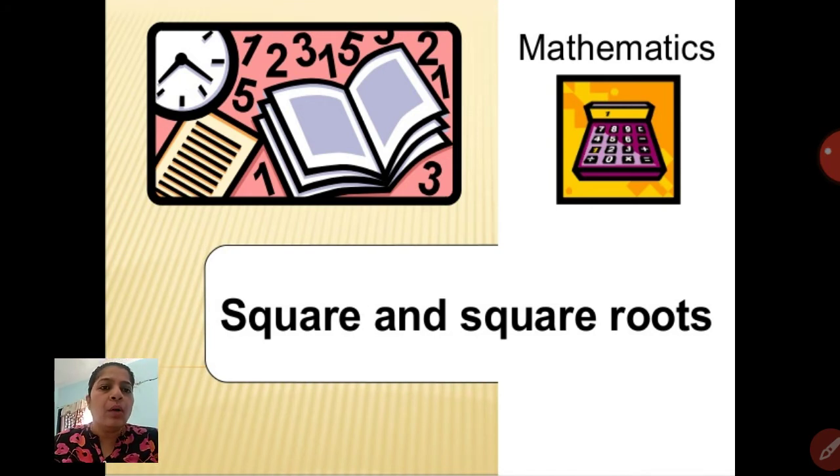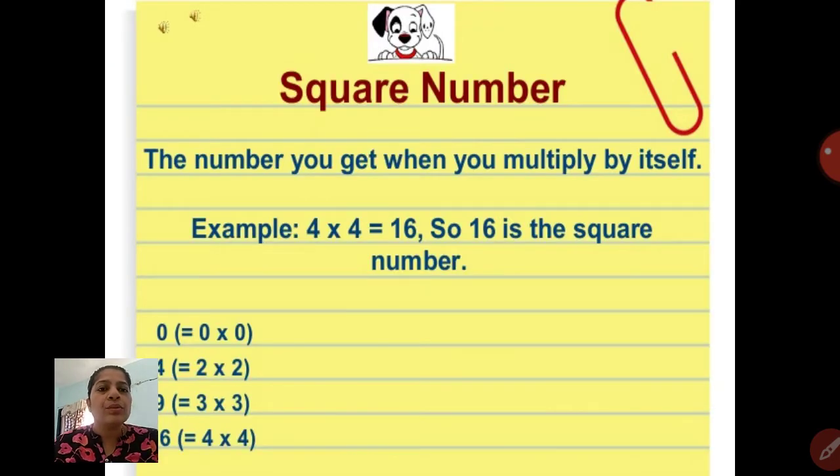As we have learned the chapter squares and square roots, today we are going to revise the chapter. What are the main points in this chapter? Square and square roots. First, we will start with what is a square. What is meant by square? Square number: the number you get when you multiply a number by itself is called a square number. 4 multiplied by 4 gives you 16. So 16 is a square number.